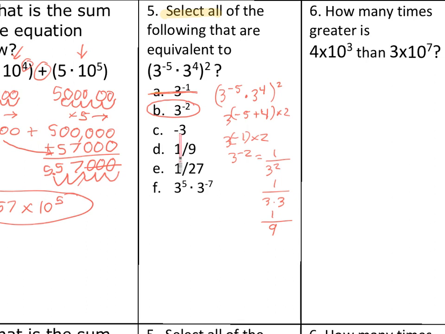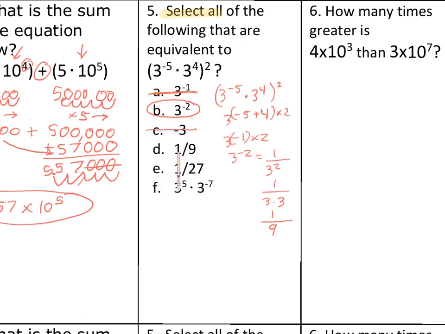C, negative 3 by itself. At no time did I ever see a 3 with a negative, so negative 3 by itself, within these steps. So no, no, no, no, no, no, no. All right, so therefore, negative 3 is not a correct answer.